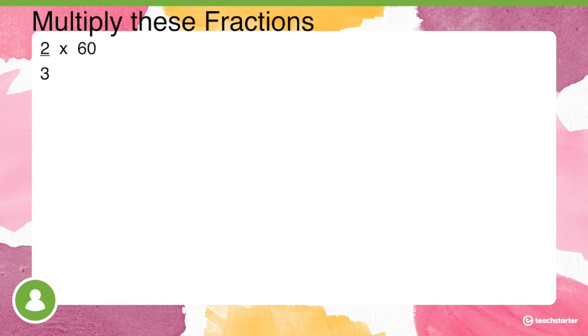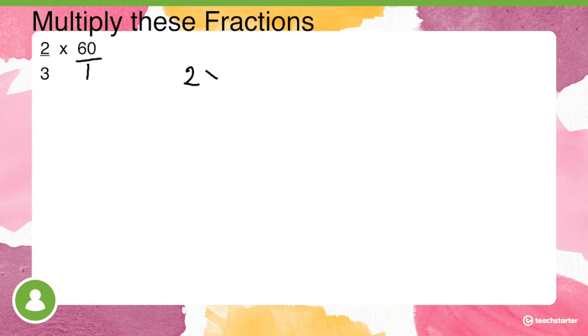Okay, when we're multiplying a fraction by a whole number like this one, we're not going to multiply the 2 and the 60 and then multiply the 3 and the 60. That is not how we do it. We have to turn the whole number into a fraction. Now, if you remember, we can do that by putting it over 1, because 60 lots of 1 is 60. So we haven't changed the number, we've just turned it into a fraction.